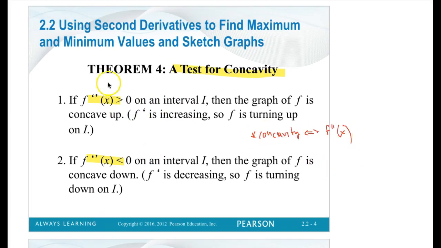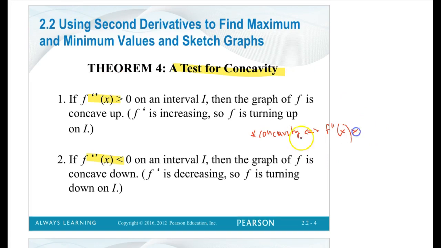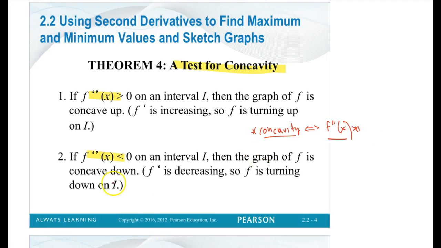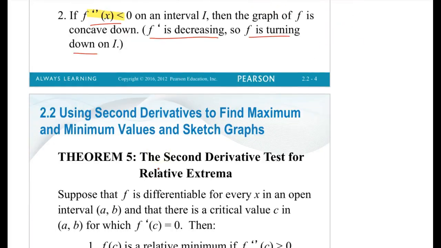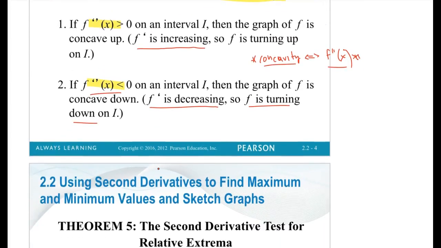And so we have a connection between the concavity of a function and its second derivative. And again, this makes sense: if the second derivative is positive, that means the first derivative is increasing. If the first derivative is decreasing, that means f is turning down, and then the second derivative is going to be negative. And so we have those connections there.